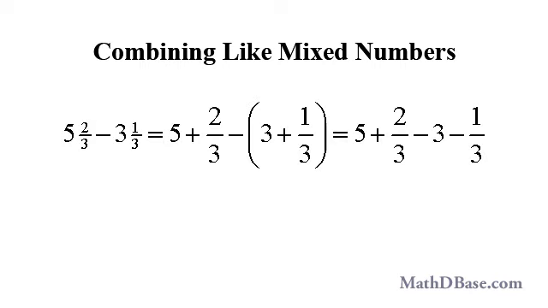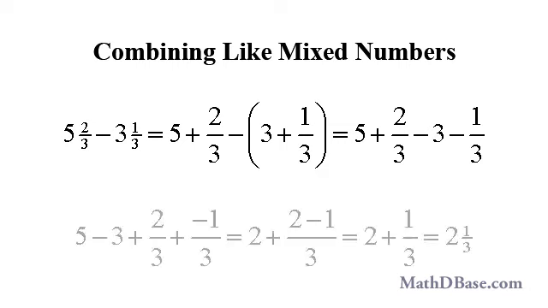To add or subtract mixed numbers, combine the sum of the whole number parts of the numbers with the sum of the fractional parts. To subtract 3 and a third from 5 and 2 thirds, first rewrite the mixed numbers as 5 plus 2 thirds, from which we are subtracting 3 plus 1 third. Rearrange to group the whole number and fractional parts of the problem, then subtract 3 from 5 to get 2, and subtract 1 third from 2 thirds to get 1 third. The result is 2 plus 1 third, or 2 and a third.